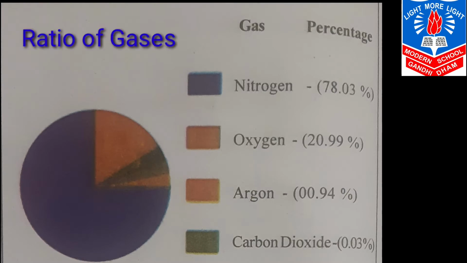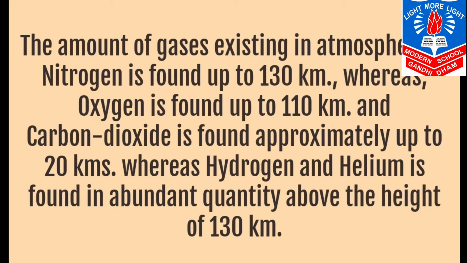Students, this is the image of the ratio of gases. The amount of gases existing in the atmosphere is shown in the table above, as we have seen before. Nitrogen is found up to 130 kilometers, whereas oxygen is found up to 110 kilometers, and carbon dioxide is found approximately up to 20 kilometers, whereas hydrogen and helium are found in abundant quantity, that is in more quantity, above the height of 130 kilometers.